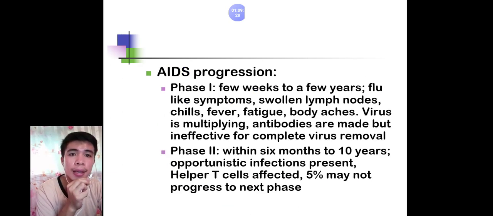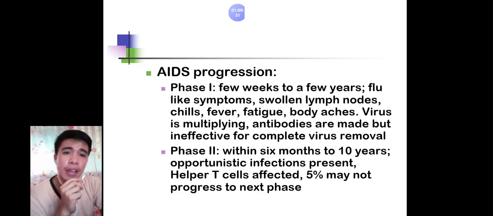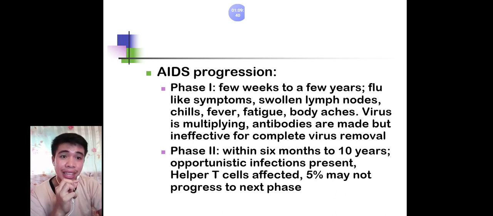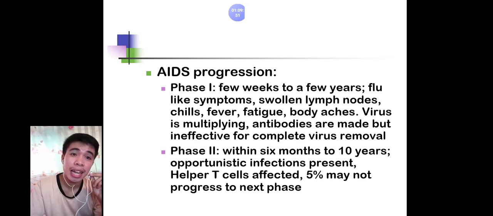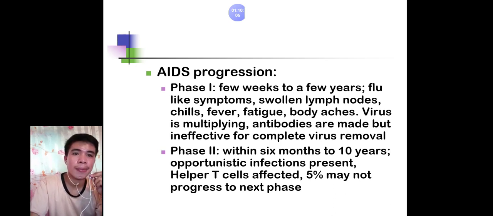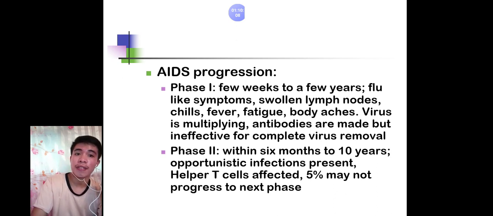Okay? So AIDS progression. Phase 1: few weeks to few years, flu-like symptoms, swollen lymph nodes, chills, fever, fatigue, body aches. The virus is multiplying, and antibodies are made but ineffective for complete virus removal. So this is the first progression of AIDS: flu symptoms, swollen lymph nodes, fatigue, body aches, and the viruses multiplying and spreading in our body.